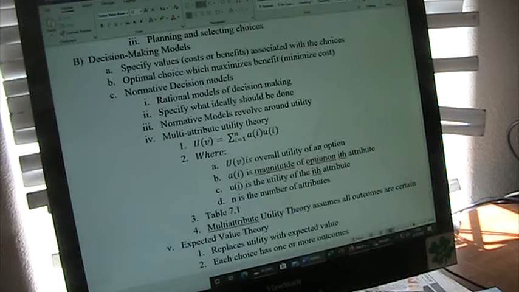All right, so the first one we're going to talk about is the multi-attribute utility theory. That is often expressed in the formula U of V is equal to the summation from i equals 1 to N of a_i times u_i. All right, so U of V is the overall utility of an option.